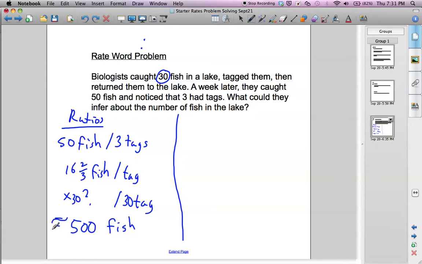I'm going to use the approximately equal to symbol because it's not going to be an exact answer. This is the biologist's best guess of how many fish are in the lake. Okay, now I'm going to do it with percents. If you like percents, this is probably going to be a lot easier.